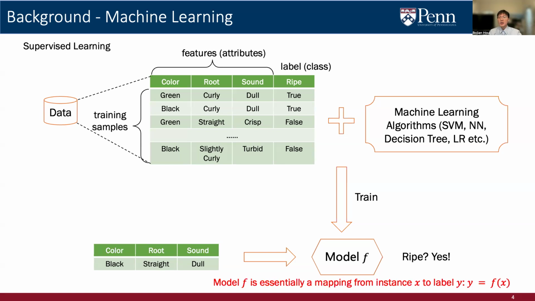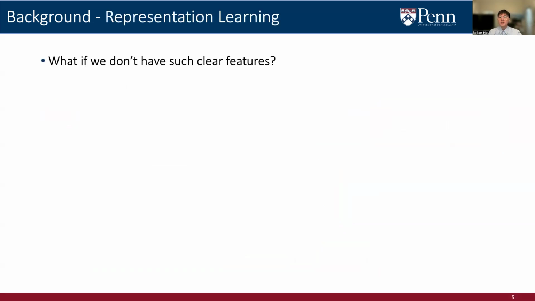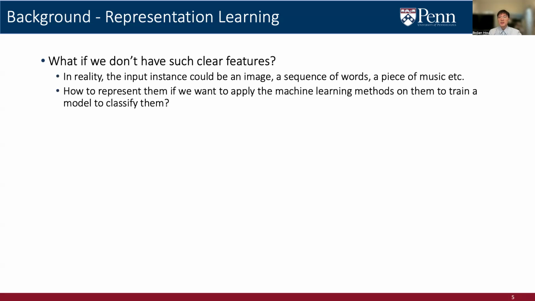In machine learning, a model is essentially a mapping from instance X to label Y. Here, the three-dimensional vector is a representation of a watermelon. Traditional machine learning algorithms can work very well as long as we have good representations. But what if we don't have such clear features? In reality, the input instance could be an image, a sequence of words, a piece of music, etc. How to represent them if we want to apply machine learning methods on them to train a model to classify them? The answer is we need representation learning.